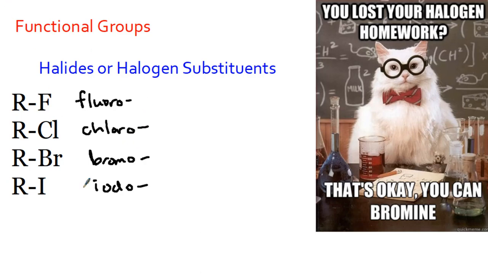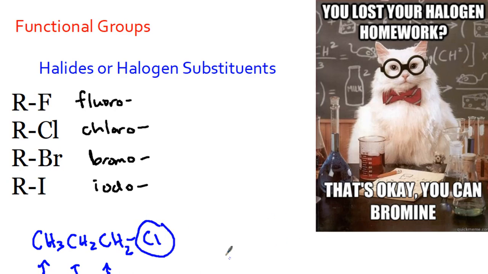Okay, so what do I mean by this? Let me give you an example. Let's say we have CH3, CH2, CH, and then coming off the CH2 we have a Cl. So count how many carbons we have. We have one, we have two, we have three. What is three? Three is propane, isn't it? It's all single bonds here. But we have a chlorine substituent, and we have a halide.